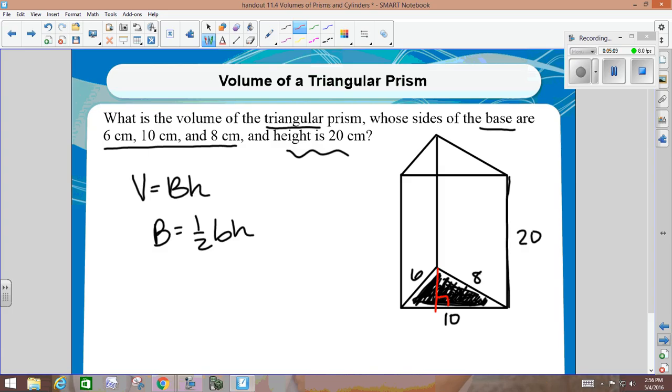Need your help. Can't find the area of a triangle unless there's a base and a height. There's not a base and a height unless there's a right angle. Andrew?